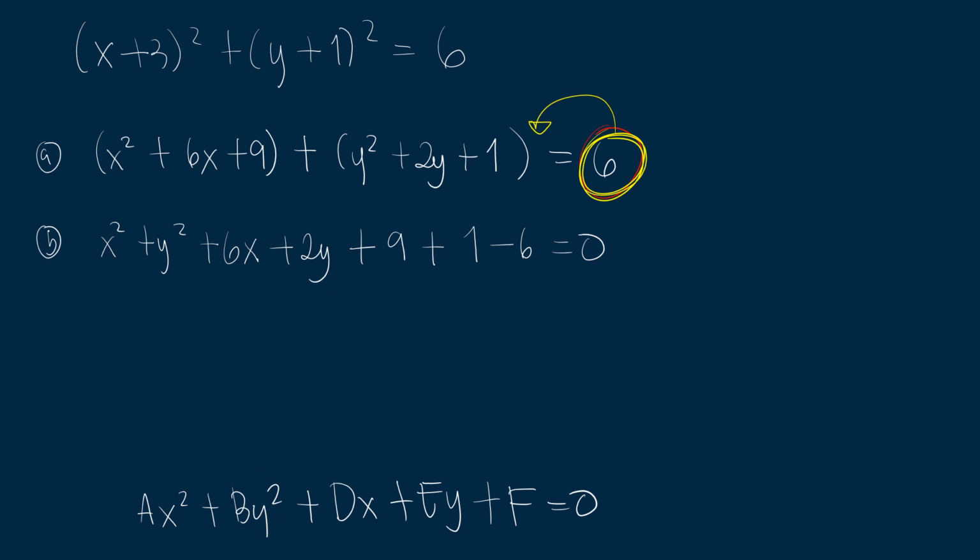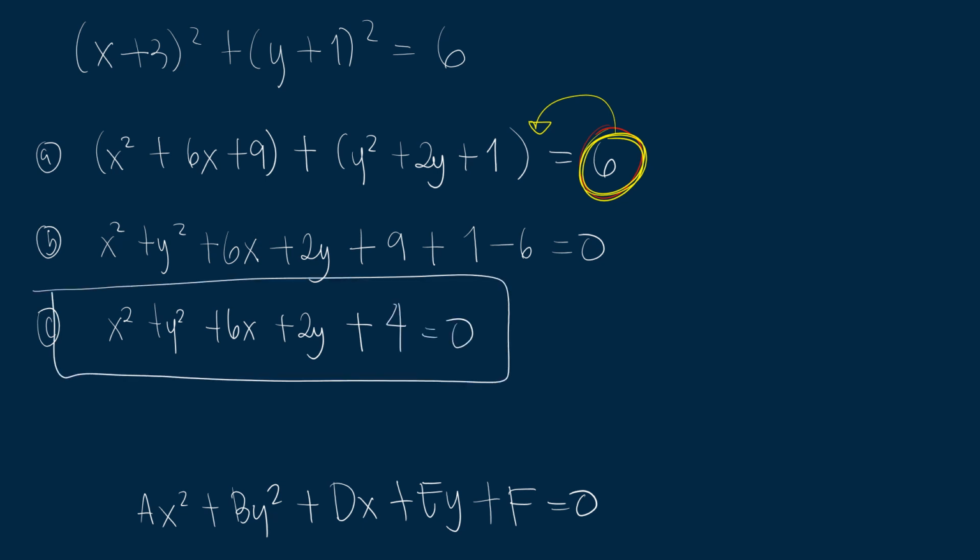We can further simplify our constant term. We have x squared plus y squared plus 6x plus 2y plus 9 plus 1 is 10 minus 6. So the answer is 4 is equal to 0. And this is already your general equation. Again, we will encounter the same problem on the next conic section with the same format, but different values of A, B, D, E, and F.